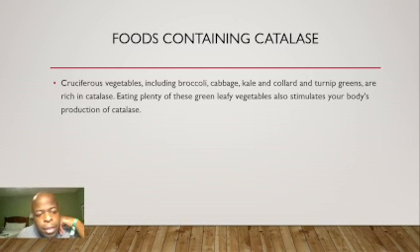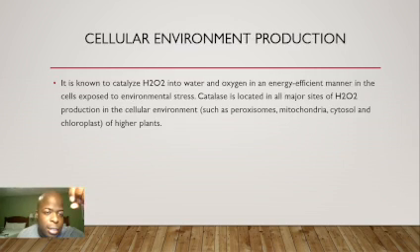the cruciferous vegetables. What that actually includes is broccoli, cabbage, kale, and cauliflower. I guess turnip greens, which are very rich in catalase. And eating plenty of these green leafy vegetables also stimulates the body to produce catalase. So that's just some interesting facts there.